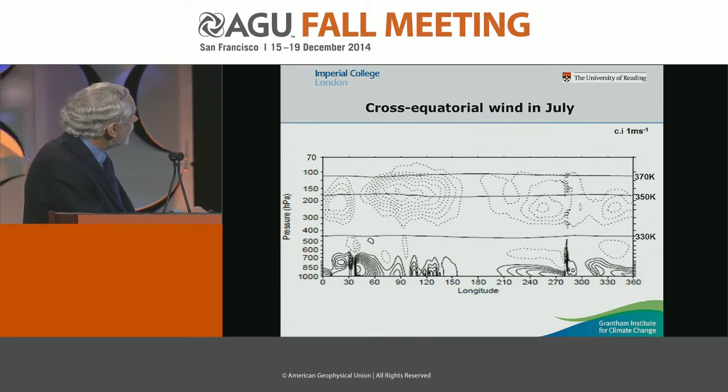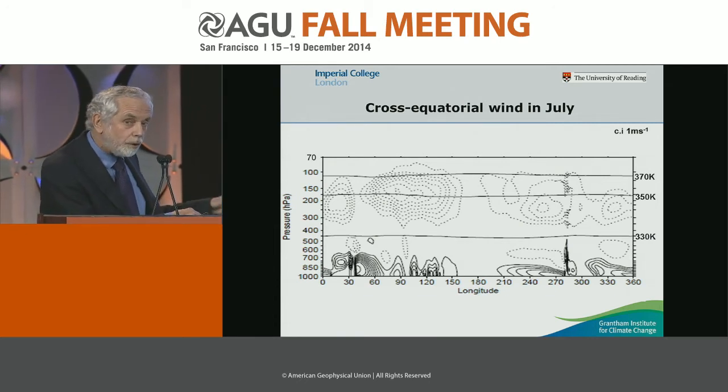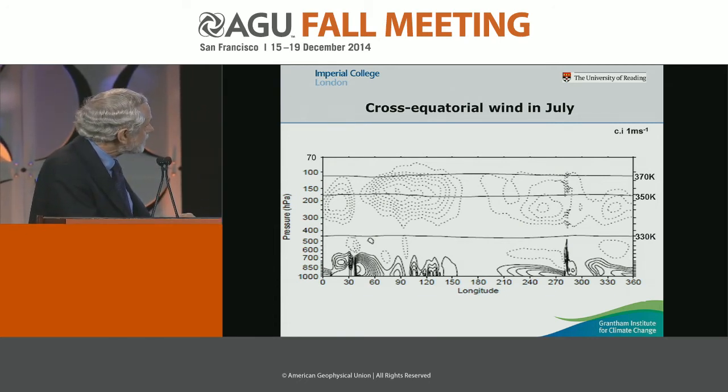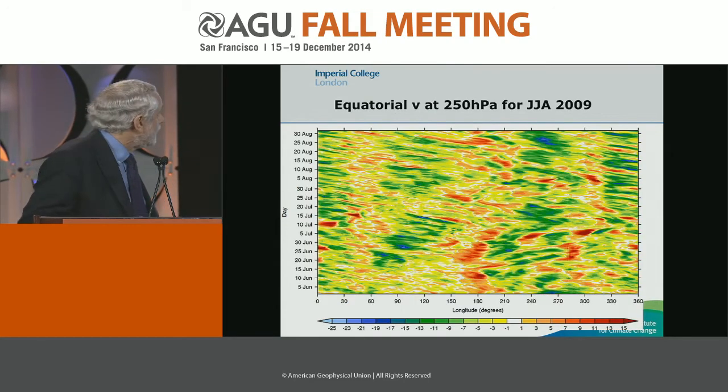But what about in the upper troposphere here? There's no East African highlands to hang on to, so how does the air get across the equator in this? So that's what we're going to look at next.